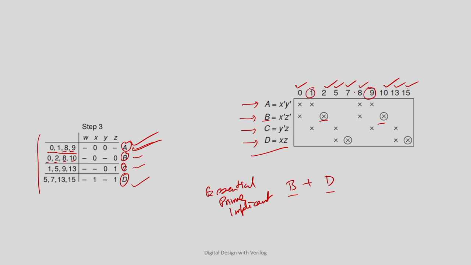Now I have to select a subset from A and C such that 1 and 9 get covered. In this example, it is a very simple scenario: if I pick A, that also covers 1 and 9, and if I pick C, that also covers 1 and 9, and both A and C have the same number of literals. So both of them will result in a minimal expression. So B, D, A or B, D, C. These are the two minimal expressions corresponding to this function.